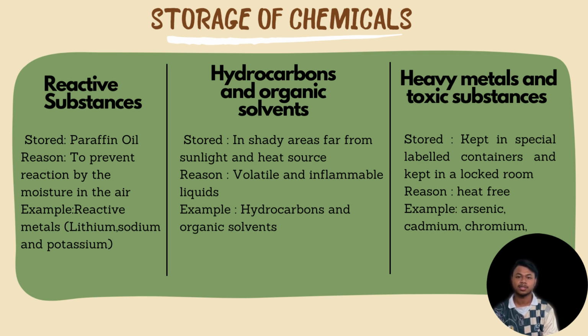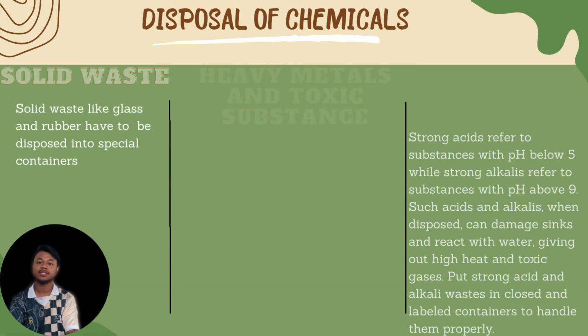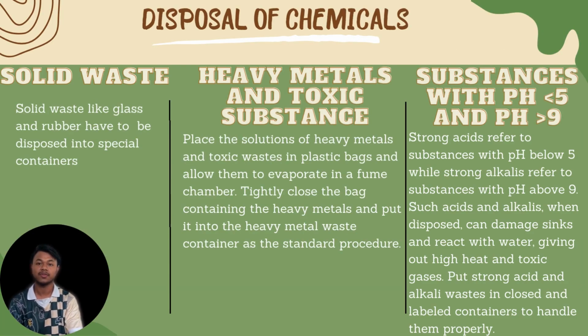Secondly, hydrocarbon and organic solvent. Volatile and inflammable liquid like hydrocarbon and organic solvent should be stored in a shady area far from sunlight and heat source. Lastly, heavy metals and toxic substance. Toxic substance and heavy metal should be kept in a special labeled container and kept in a locked room which is heat free. And last but not least is about disposal of chemical.